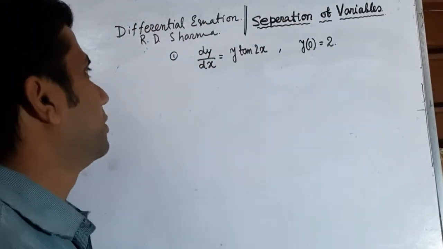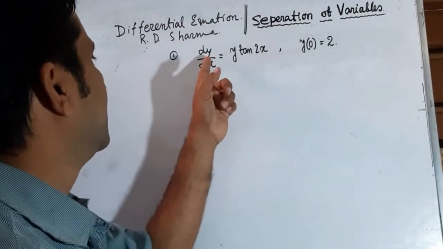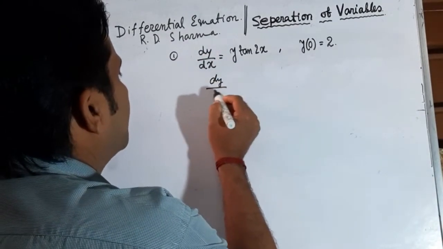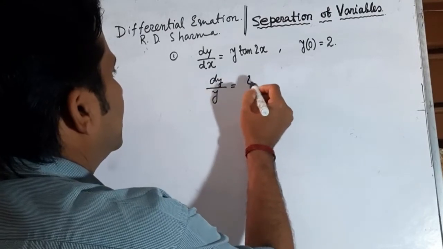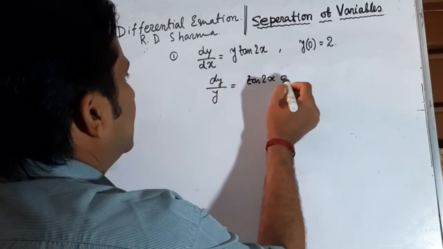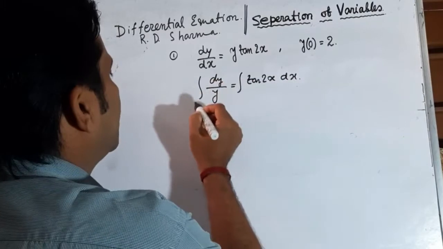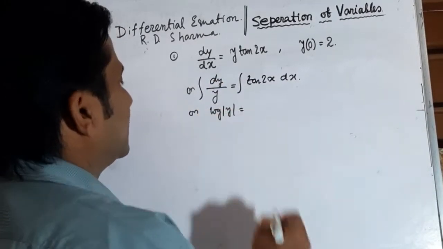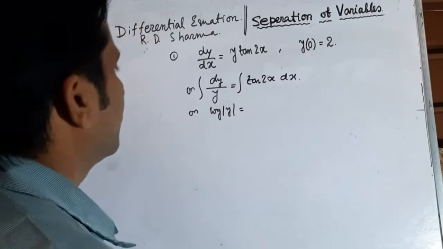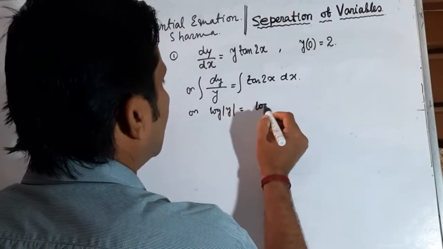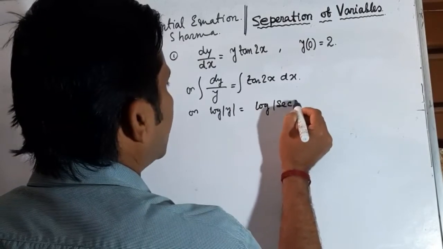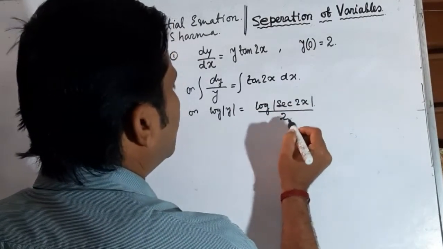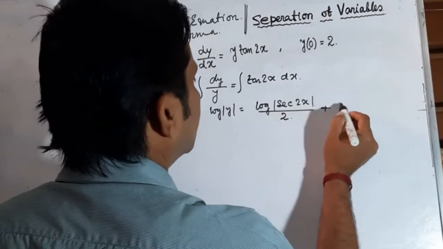As you know, this is a problem of separation of variable. This is dy and it is y. Then you change it to dy/y = tan 2x dx. Integrating both sides, you get log y = log sec 2x / 2 + c.